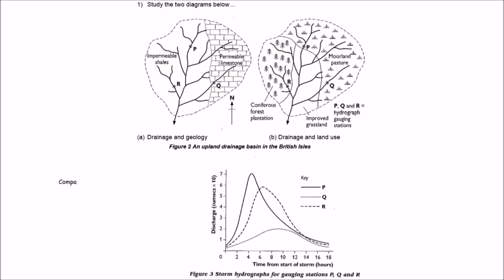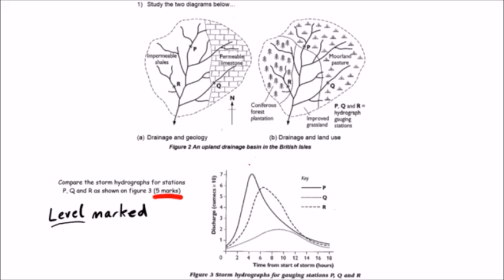Now for the first question, you have to compare the storm hydrographs for stations P, Q and R as shown on Figure 3. This is worth 5 marks. This means that it's level marked, okay? Remember that questions that are 4 marks and below are point marked, but if it's 5 and above, you can't just write 5 points and get 5 marks, but it's marked on 2 levels. So to get to level 2, you need to have a high level of sophistication, high level of understanding. So how can we do this?